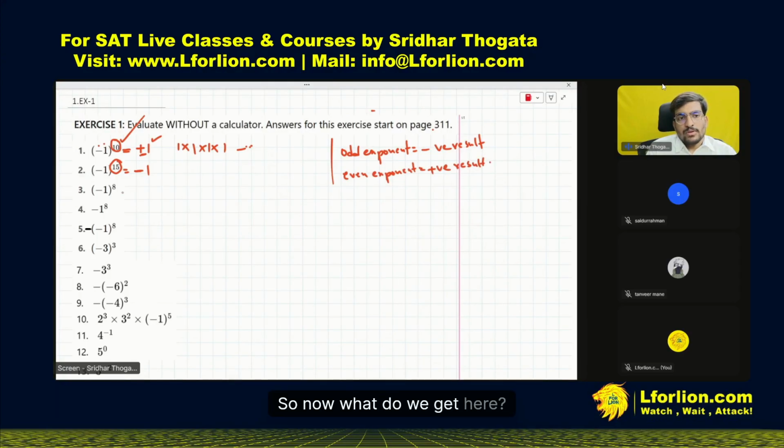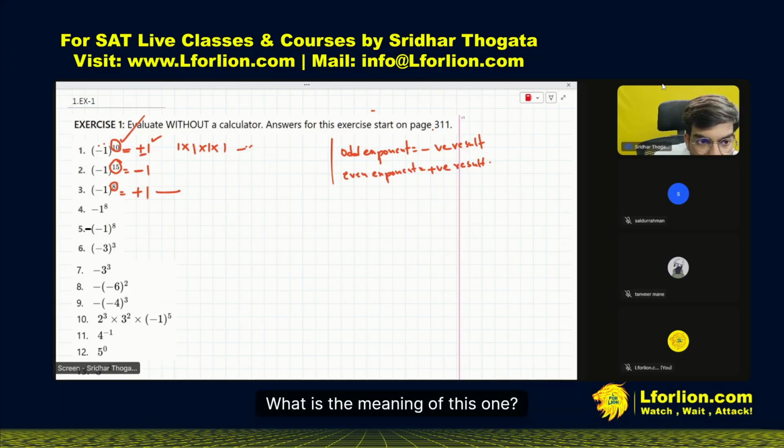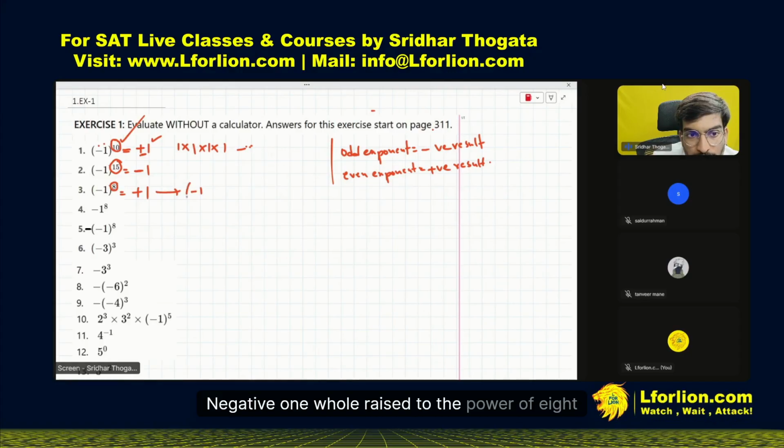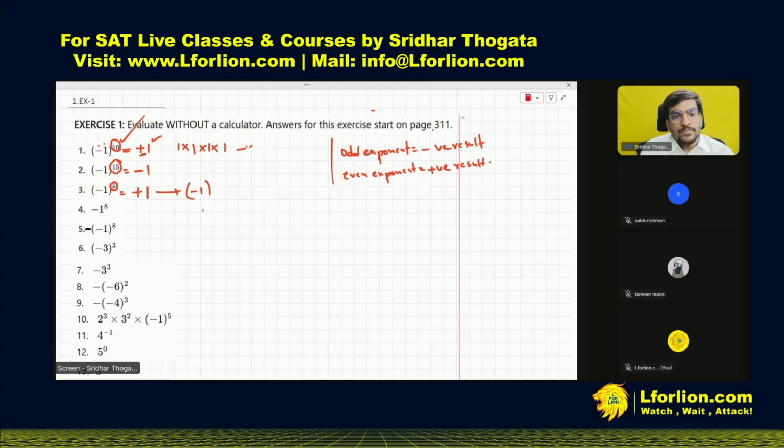So now what do we get here? Negative 1 whole raised to the power of 8. Again even. Even means positive 1. Here there is a difference again. There is no parenthesis, no bracket. Be careful. What is the meaning of this one? Negative 1 whole raised to the power of 8 means negative 1 times negative 1, like this 8 times.